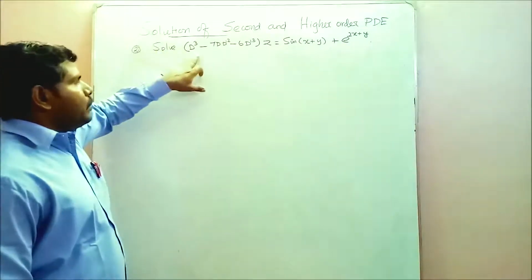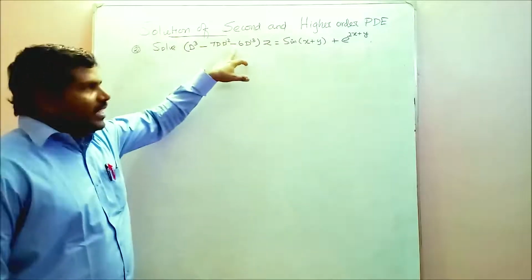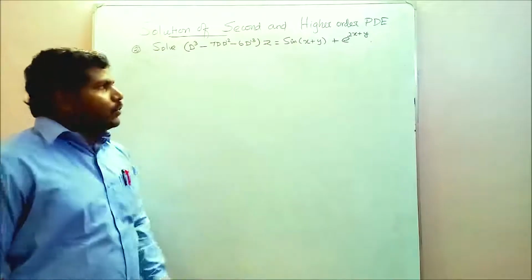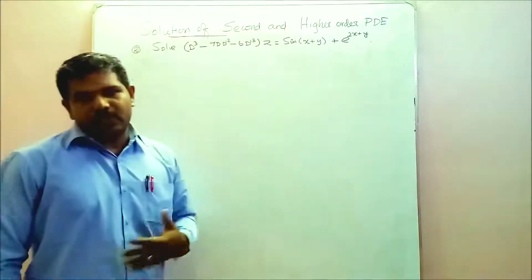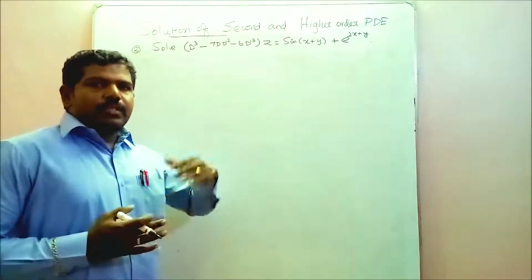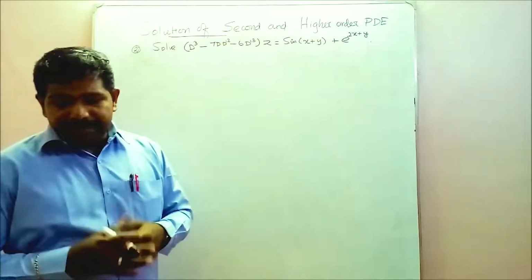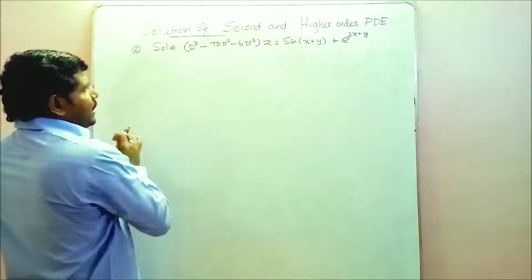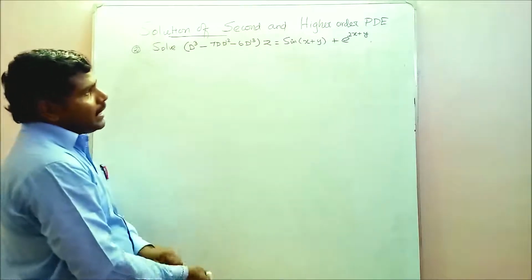Solve d cube minus 7d d dash square minus 6d dash cube and z equal to sin of x plus y plus e power 2x plus y. So இது வந்து ஒரு partial differential equation. இதை எப்படி சால்வ் பண்றது அப்படின்னு பார்த்தீங்கன்னா so you know we have the solution, it's a complementary function plus particular integral.